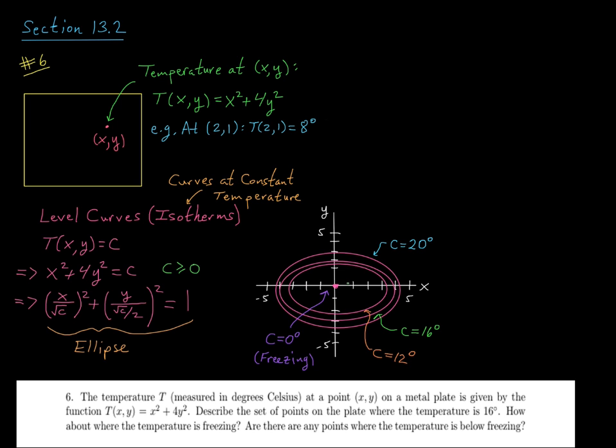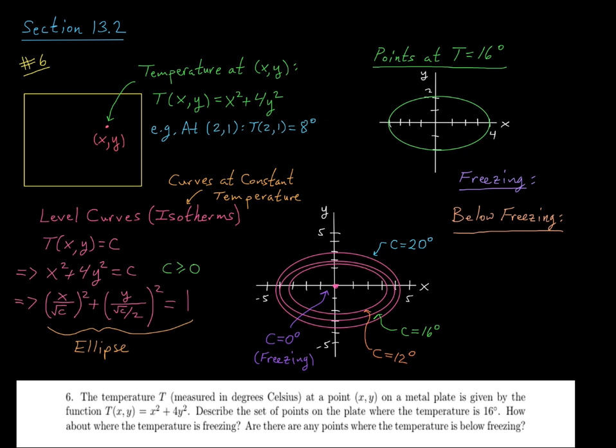Okay, great. So now let's answer the last few parts of our question. The problem says, describe the set of points on the plate where the temperature is 16 degrees. Well, that's really just this ellipse right here that I've labeled. I've copied it up here above. So all points on our plate that are at 16 degrees Celsius would be along this ellipse. And notice again the semi-major axis here would be 4, and the semi-minor axis would be half of that, so just 2.